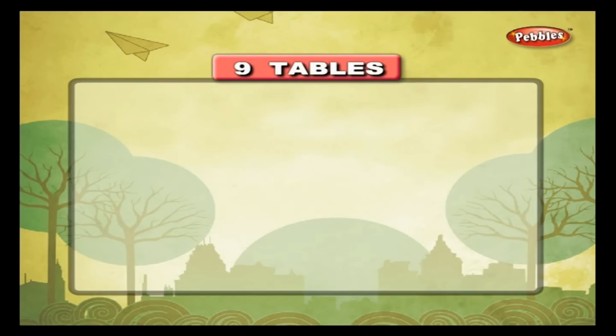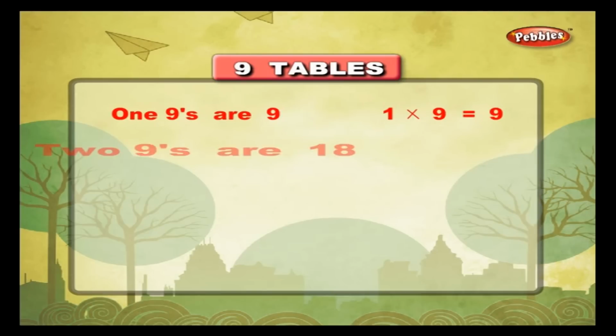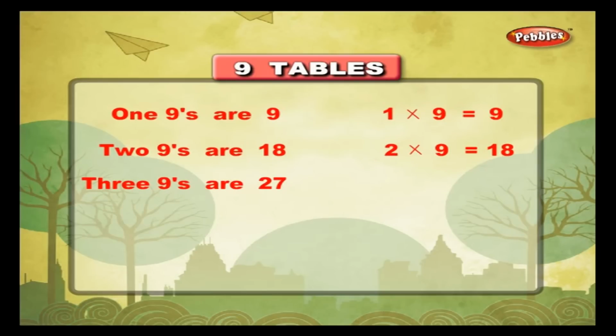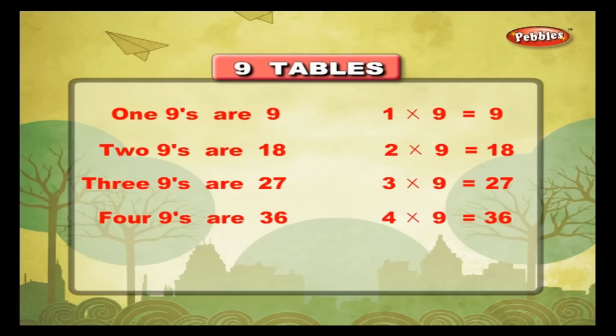9 tables. 1 nines are 9. 1 into 9 is equal to 9. 2 nines are 18. 2 into 9 is equal to 18. 3 nines are 27. 3 into 9 is equal to 27. 4 nines are 36. 4 into 9 is equal to 36. 5 nines are 45. 5 into 9 is equal to 45.